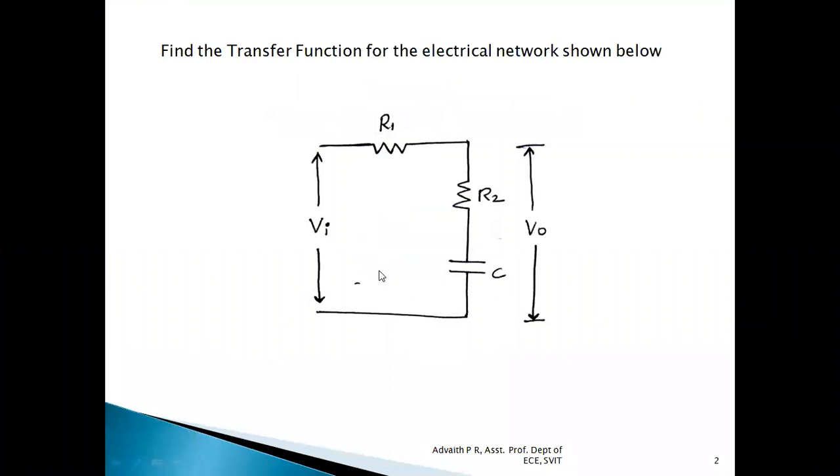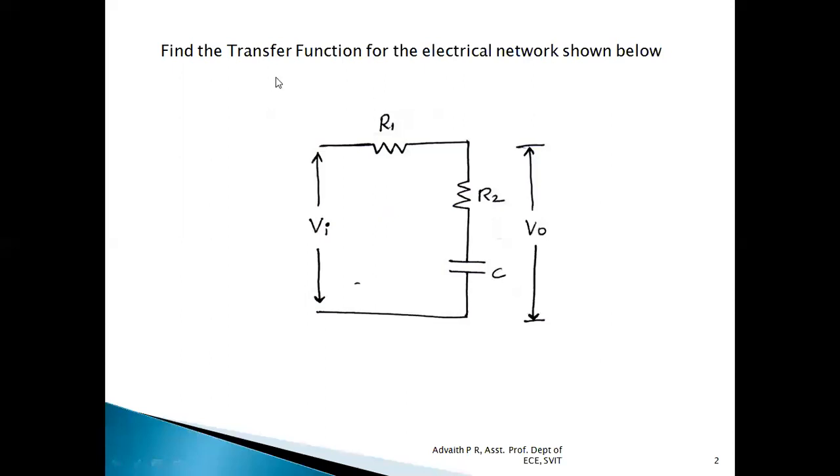It consists of a series combination of resistors R1, R2 and a capacitor. The output voltage V0 is extracted across a series combination of R2 and C. The input voltage is given to the circuit as well.